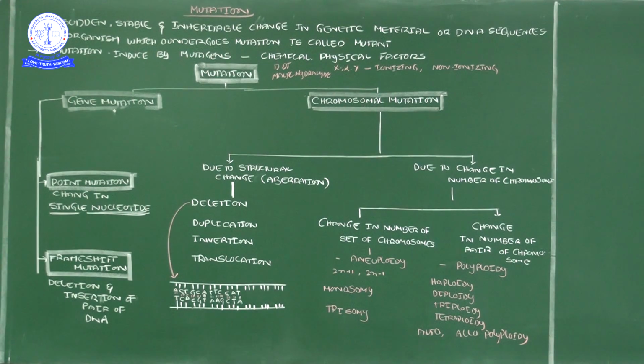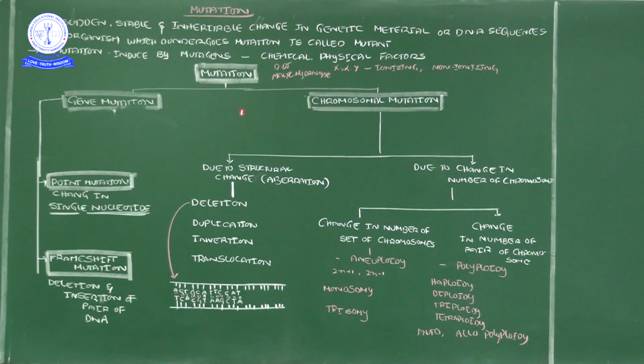I mean, cancer means uncontrolled cell division. Any body part can lead to cancer or become a cancer-suffering part. So cancer is also one of the mutations. That is all the information about mutations.